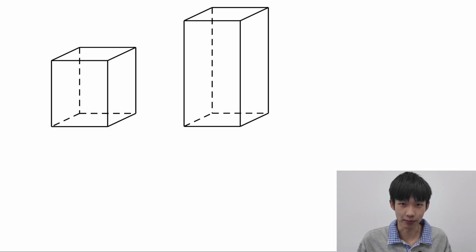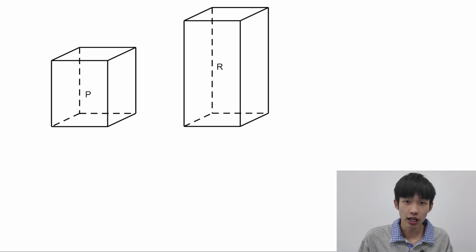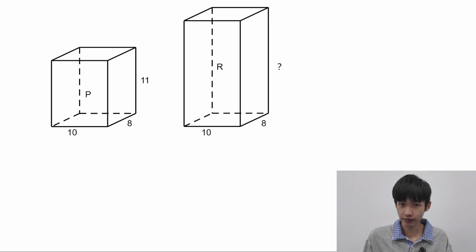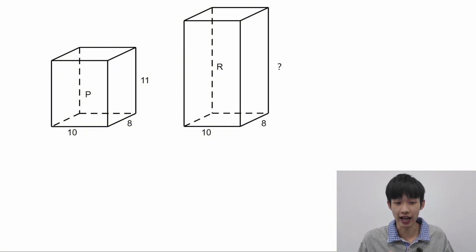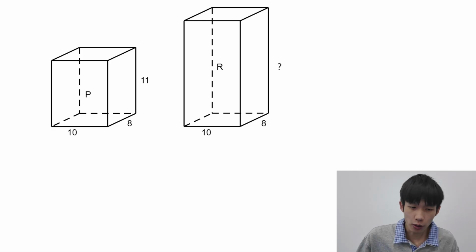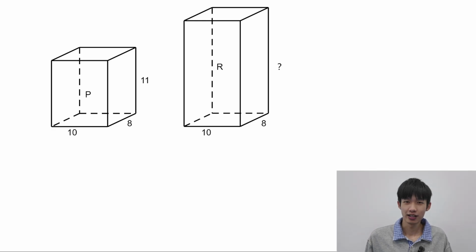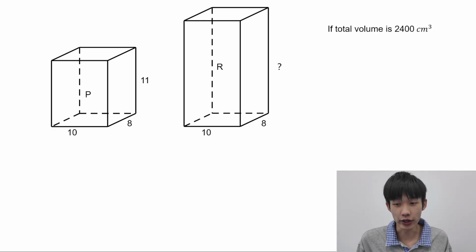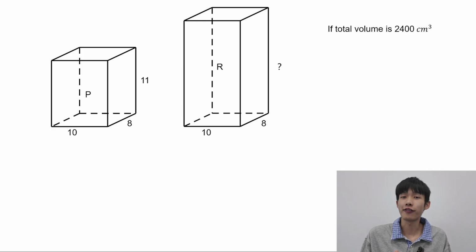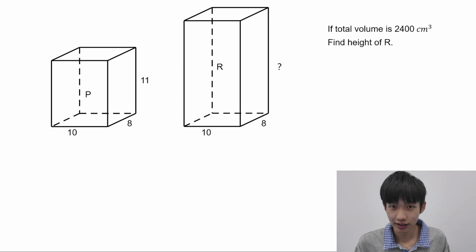Let me give you another example. Here we have a shorter cuboid and a taller cuboid. Let's name them P and R. For these two cuboids, let's give some values: 10, 8, 11. We can see the base length and width are the same for both tanks, 10 and 8. But for height, we only know P's height, which is 11. We do not know R's height, which is a question mark. Now, if I give you the total volume, which is 2400, how do we find the height of R?